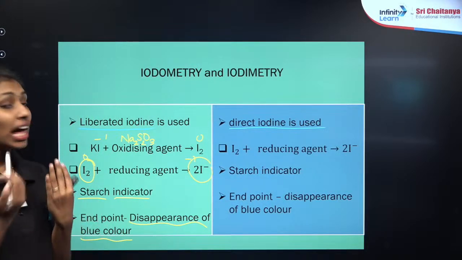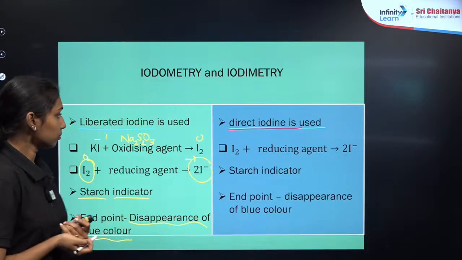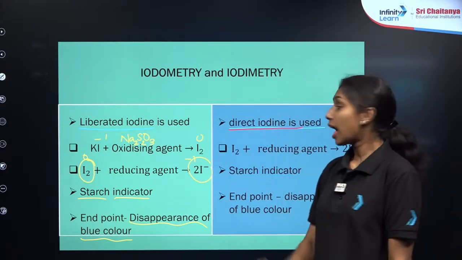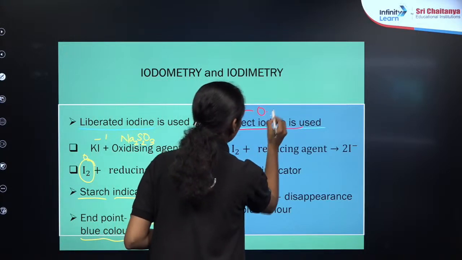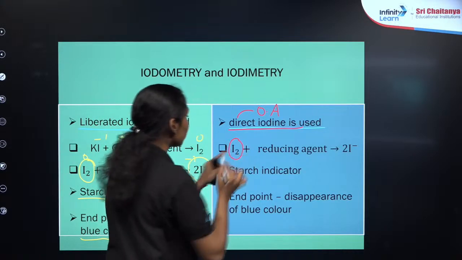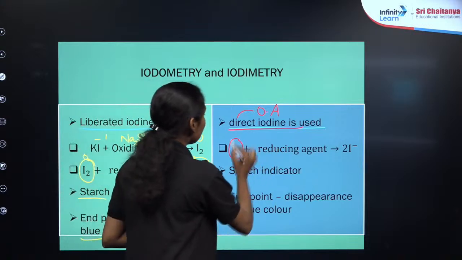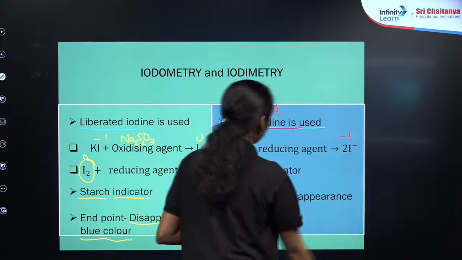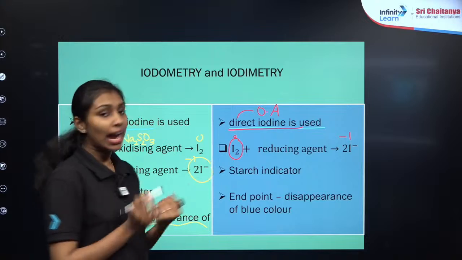Then what about iodimetry? What do you mean by iodimetry? As compared to iodometry, it means there is direct iodine. Direct iodine is used as the oxidizing agent here. So there will be only one reaction happening. The direct iodine I2 reacts with the reducing agent whose concentration we have to find out. It is reduced from 0 to -1, forming the iodide ion. This will be the only reaction happening in the case of iodimetry.